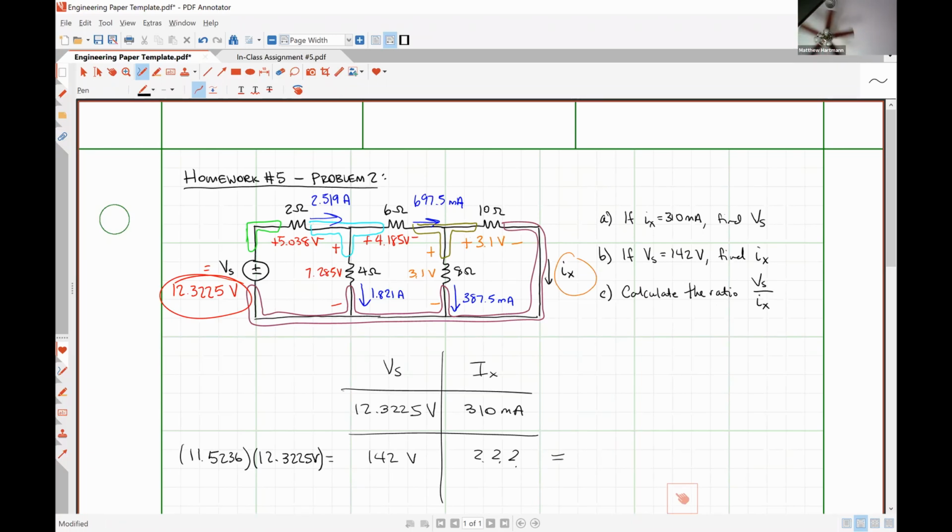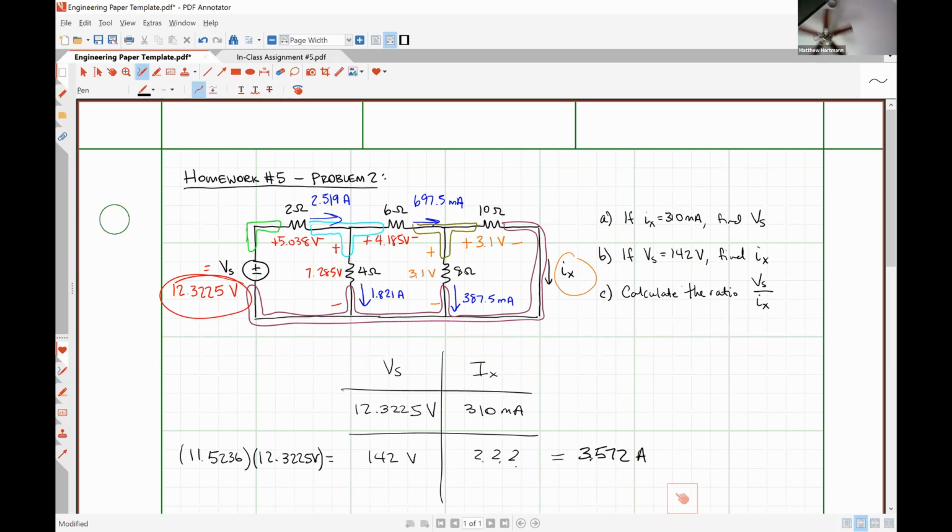So times 0.310, 3.572 amperes. Because if we scale our input, the source voltage, by a particular factor, then we have to scale our output current, the value of Ix, by that same factor. So we've worked this second part of the problem, finding Ix for Vs equal to 142 volts, without actually doing any extra work whatsoever. So that's a pretty interesting relationship.